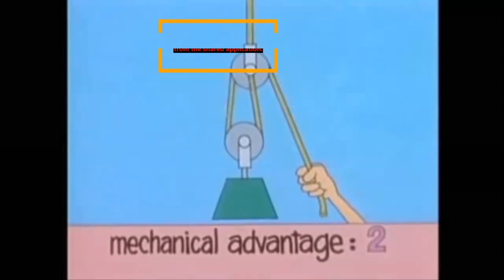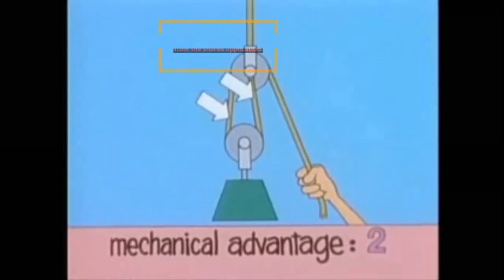Why isn't the mechanical advantage 3? Aren't there 3 rope segments? You don't count this one. You only count the rope segments that directly support the movable pulley.